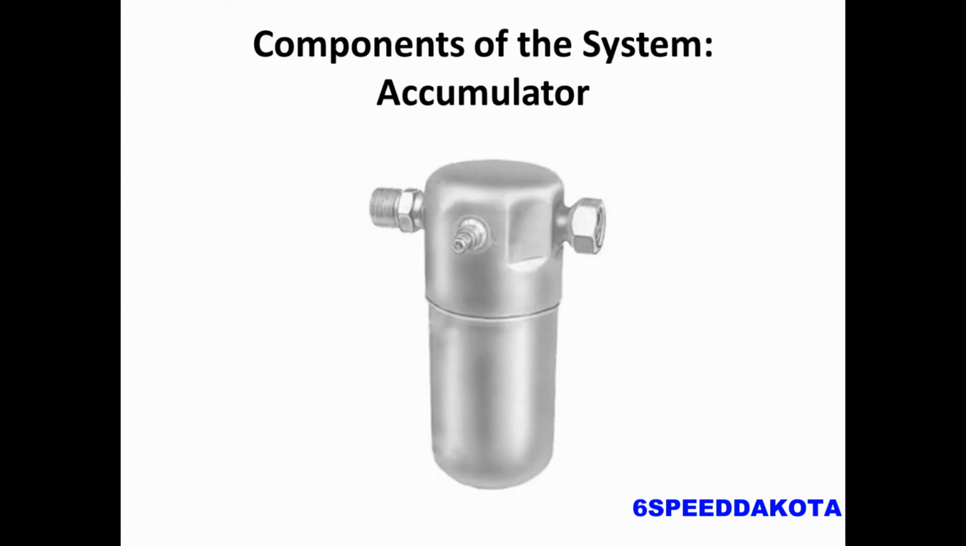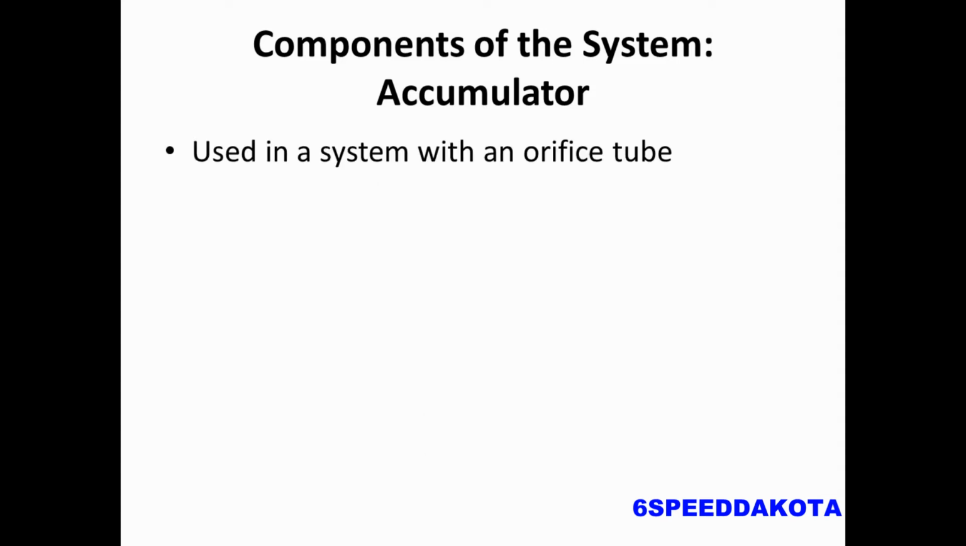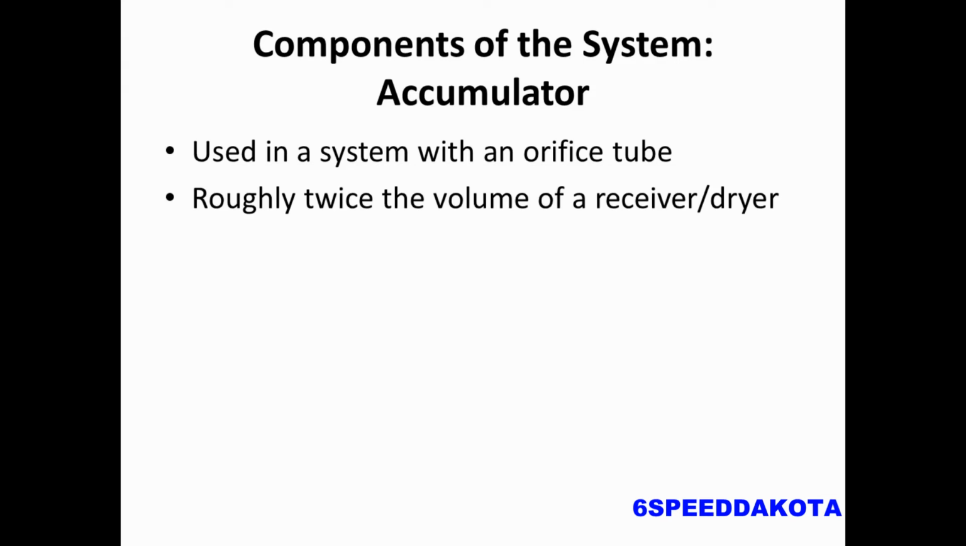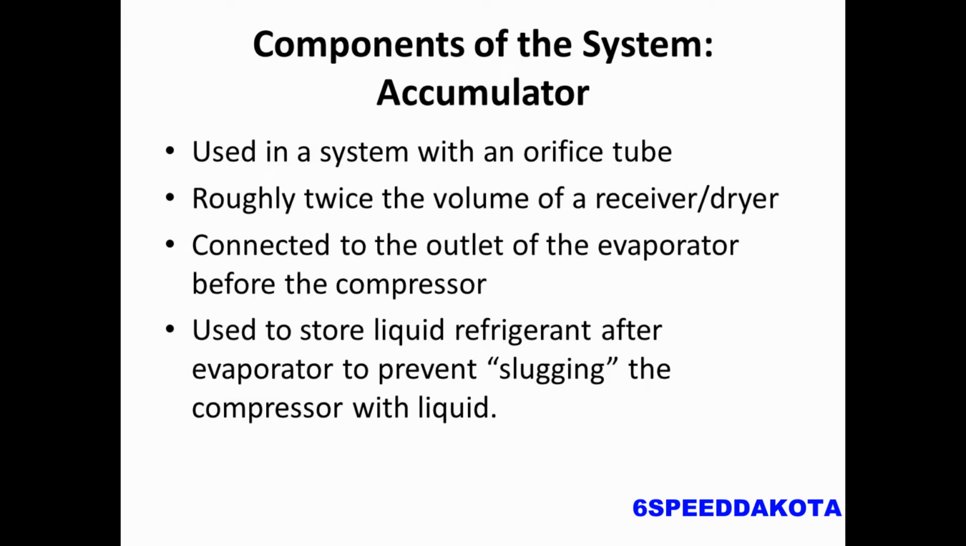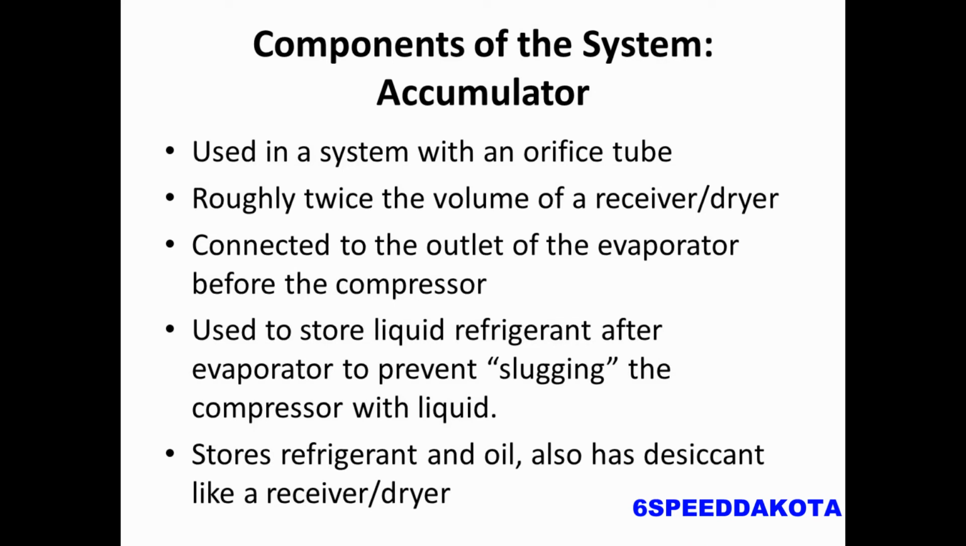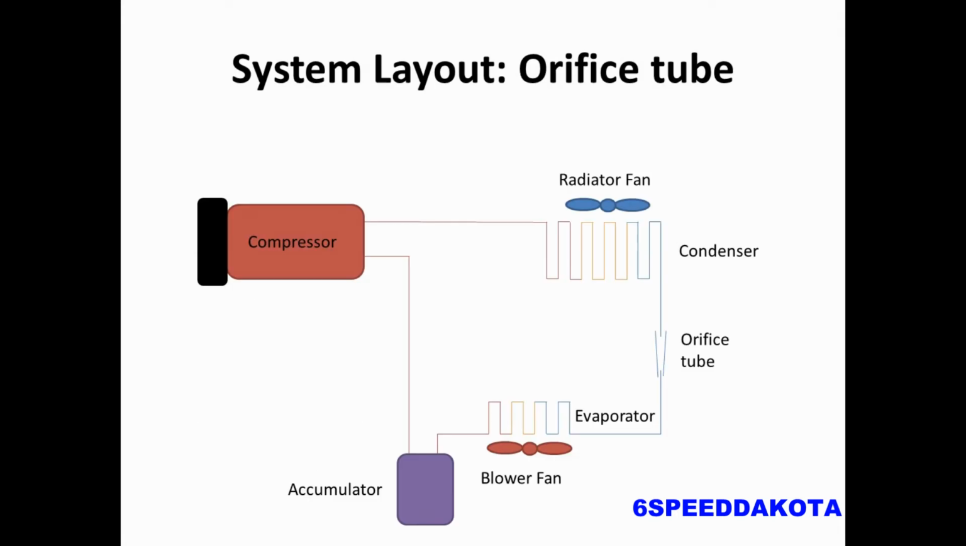So on the other side, we have an accumulator. This is used in an orifice tube system. So only used in a system with an orifice tube. It's about twice the size of a receiver dryer. And it's connected on the other side of the system to the outlet of the evaporator before the compressor. And what this does is it's able to store the liquid refrigerant after the evaporator, which prevents slugging the compressor with liquid. It also stores refrigerant and oil and has desiccant like a receiver dryer.